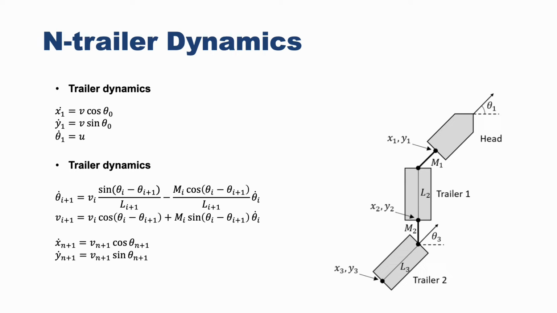It consists of several components. The first one is the head. We assume that the head dynamics will follow the car-like dynamics, which was explained before, and the dynamics of the trailers are explained by these equations on the bottom side of the presentation.